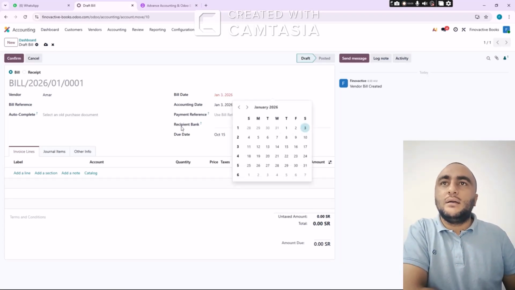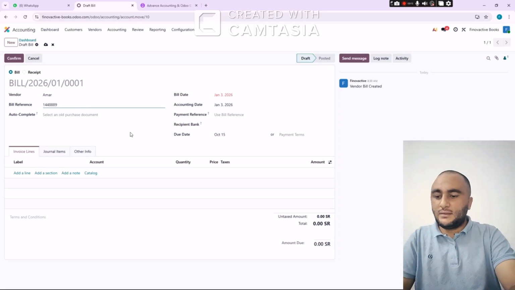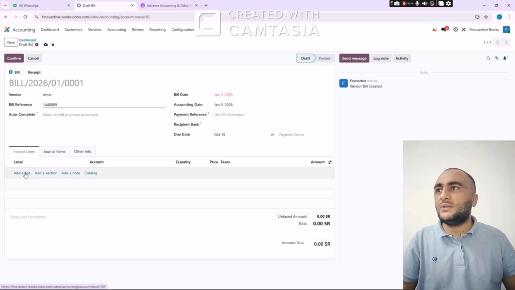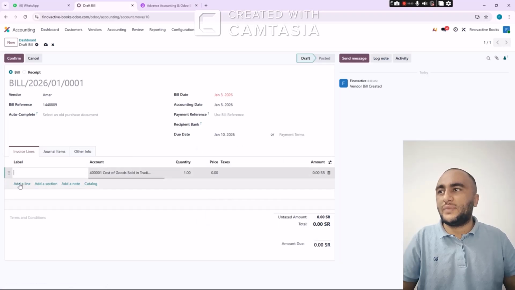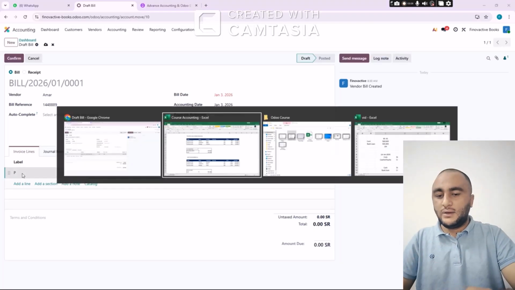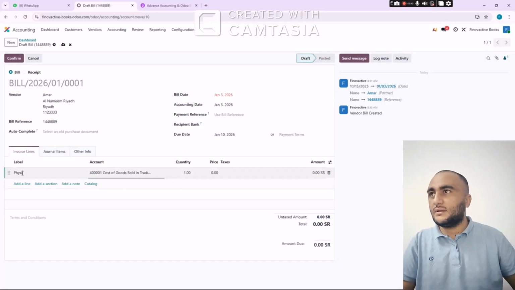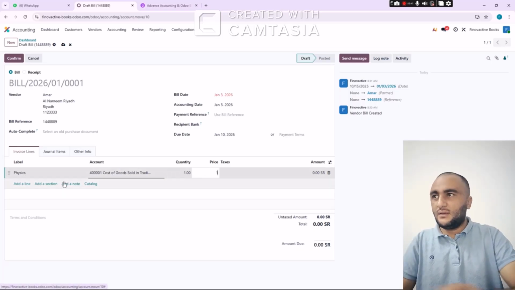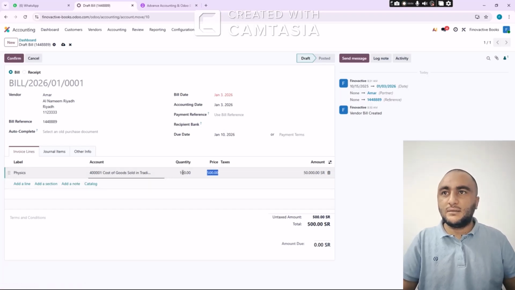And the date would be Jan 3rd. On Jan 3, we purchased this, and the bill reference is the invoice number the vendor sent us. Nothing to do here. If there is any due date for the vendor, then you have to enter the due date here. Let's say we have a due date of 10 Jan, and now you have to add a line here. Only one line you have to add. It was a product called physics, right? Physics. For one quantity the price is 500, and 100 quantity.